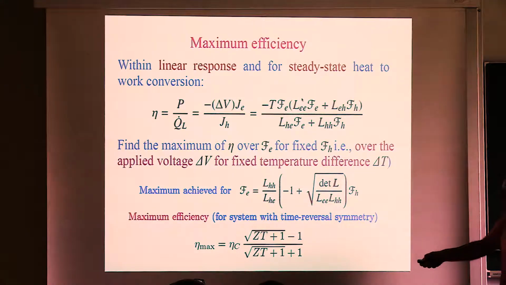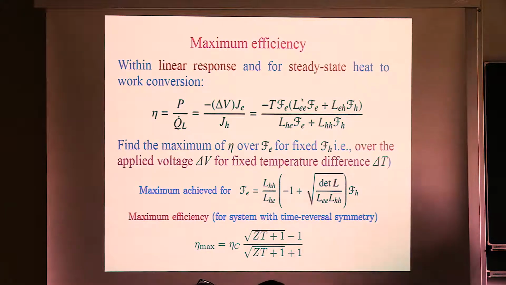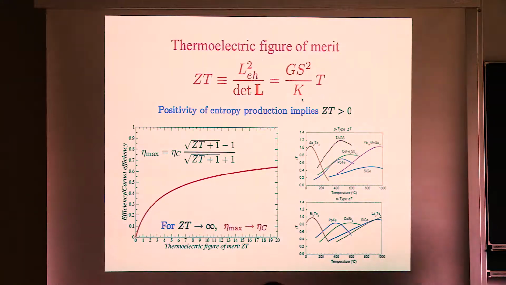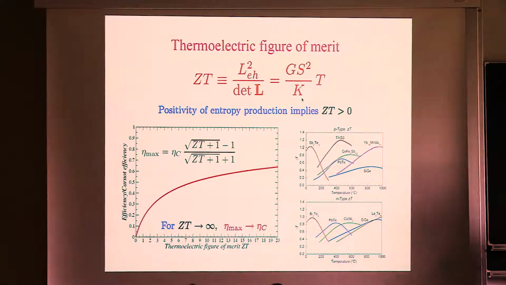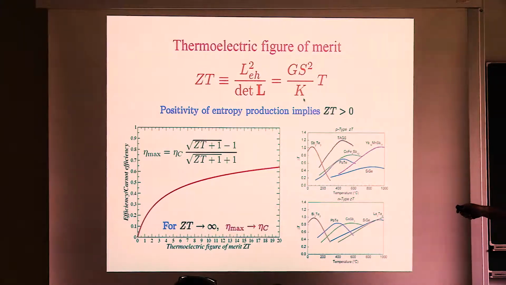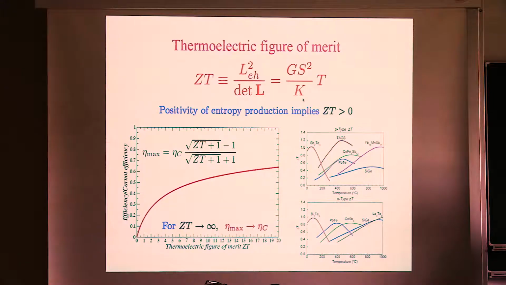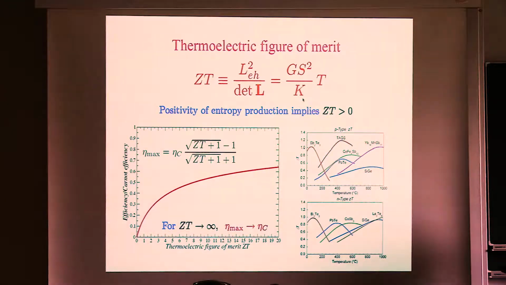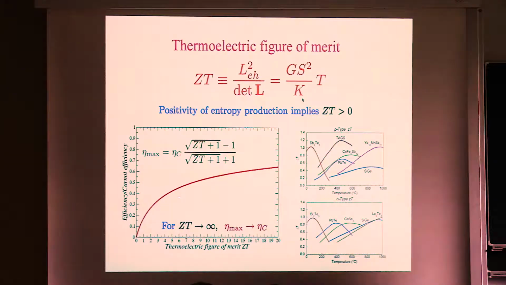You can substitute and you get this expression for maximum efficiency, which is a monotonically growing function of this parameter ZT, which is the ratio between electrical and thermal conductance times thermopower squared times temperature. Or if you think in terms of Onsager matrix elements, it is the off-diagonal matrix element squared divided by the determinant of the matrix. If you think about the restriction from the second law, positivity of entropy production just implies that ZT must be greater than 0. And if ZT goes to infinity, eventually you recover Carnot.